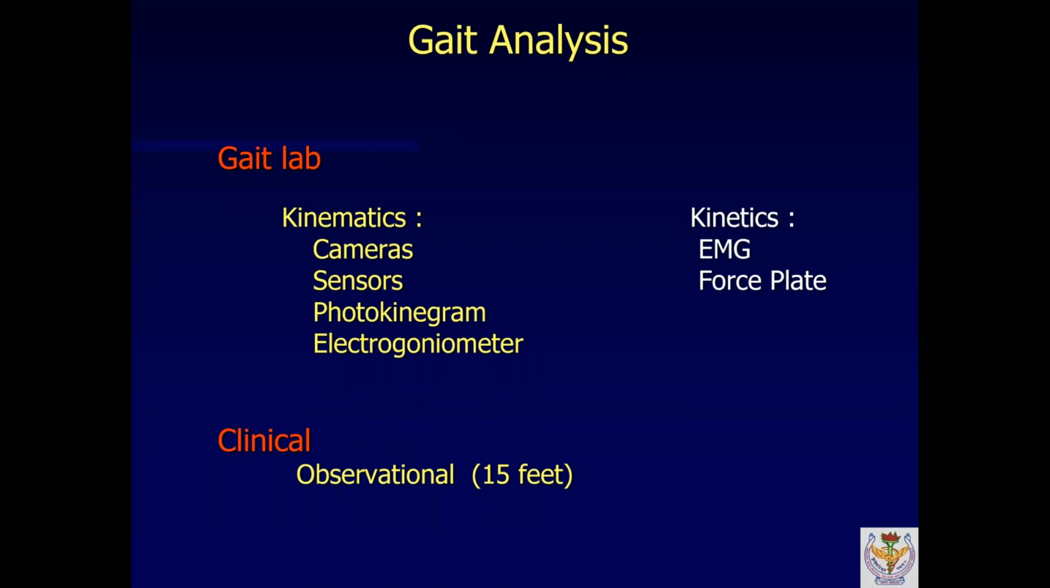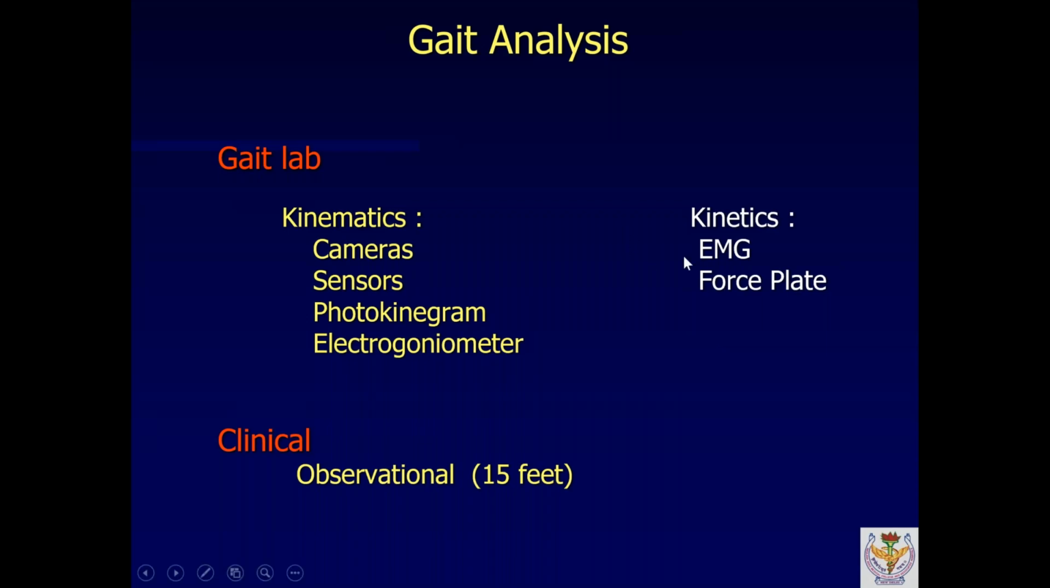For doing that, we need to see the movements which are taking place at the various joints. These movements are known as kinematics. So the hip is moving in flexion, the knee is going into flexion, the ankle rocker is going into movements. These can be captured by cameras and sensors, photokinograms and electrogoniometers to know the exact range of movement. So these are the complex kinematics, and then the kinetics of the forces which are generated during the gait cycle.